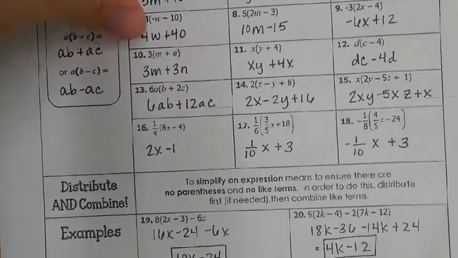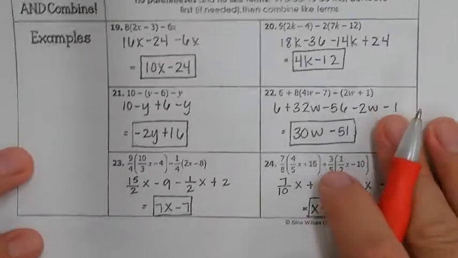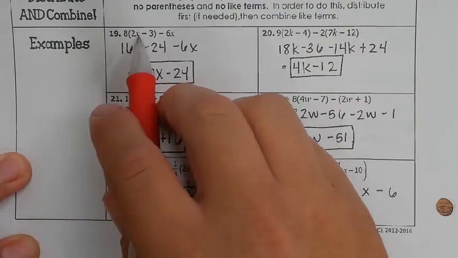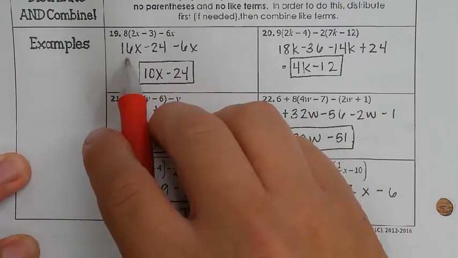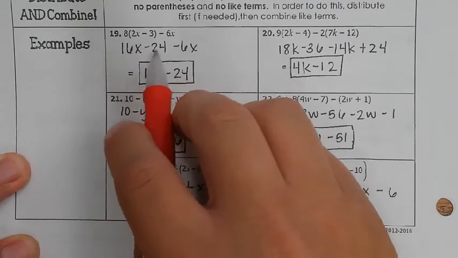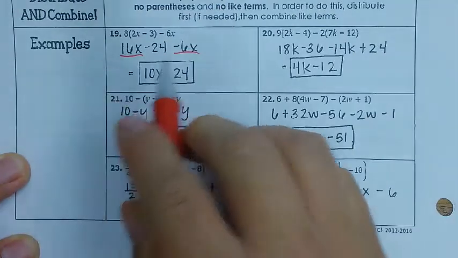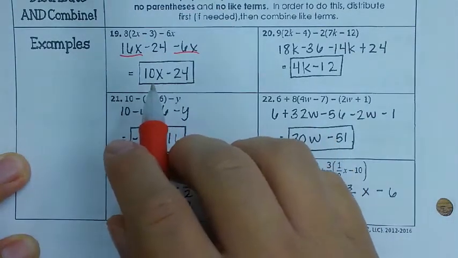Okay, and then look at the bottom and where you're having to combine like terms. So here we have 8 times 2x. 8 times 2x is 16x. 8 times -3 is -24. Then we combine our like terms. 16x minus 6x is 10x.